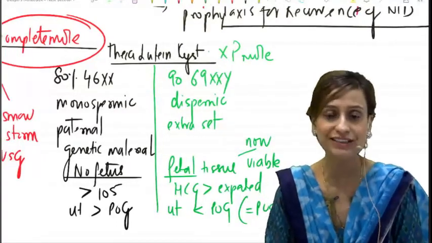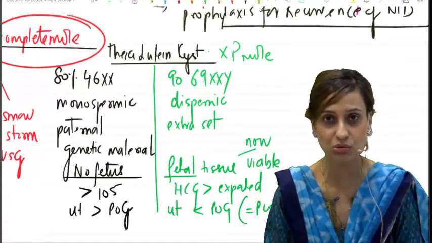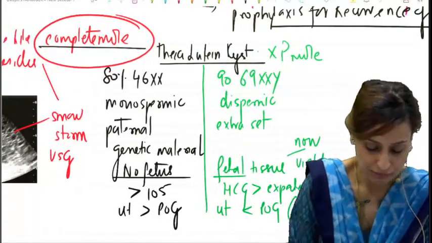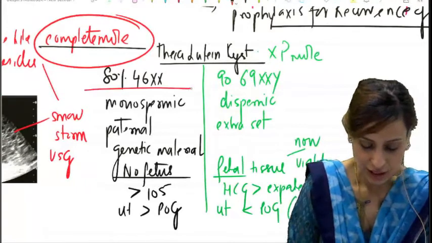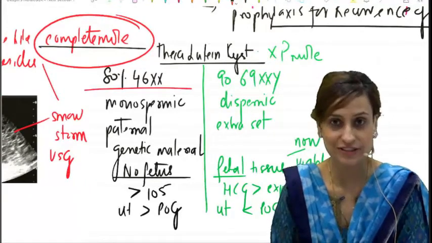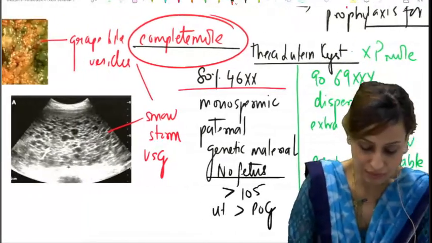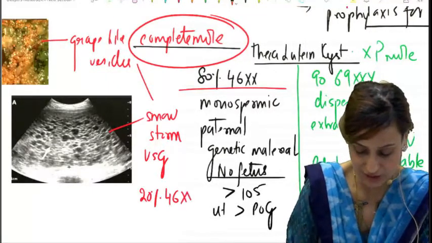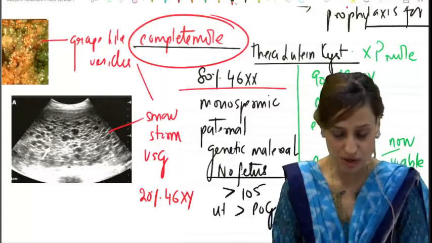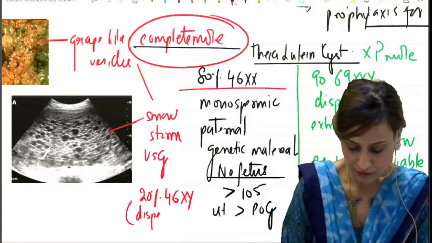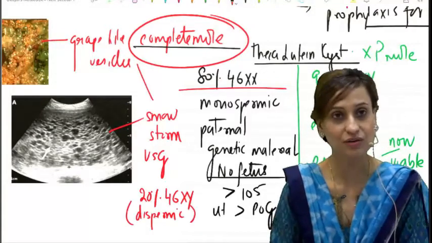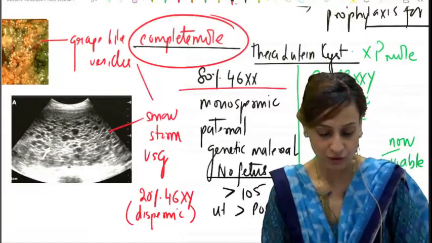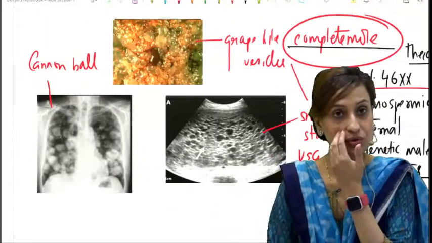Also, since I said the PGI people are also wanting to ask these questions from you, remember I said complete moles are 80% of times 46XX, but yes, the remaining 20% of these can be 46XY, and it is these XY ones which are going to be dispermic, right? They're going to be dispermic.